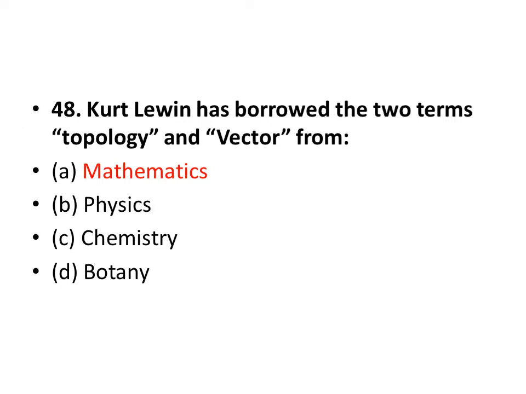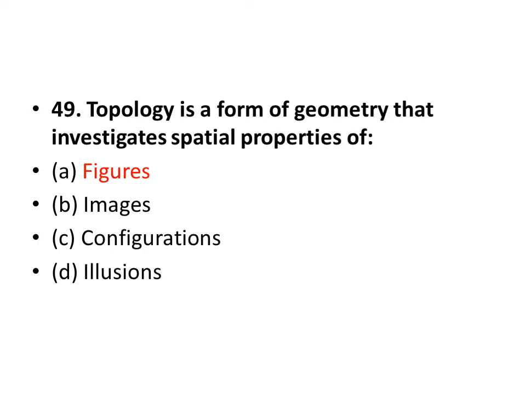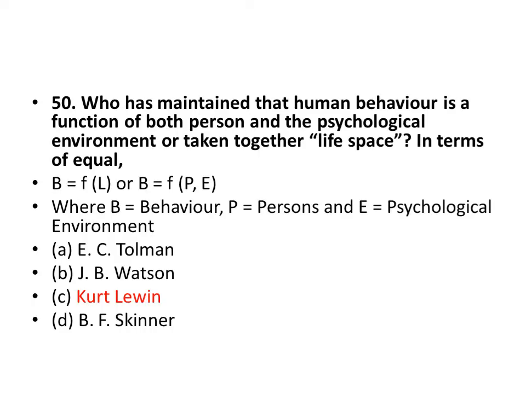Kurt Lewin borrowed the two terms topology and vector from mathematics. Topology is a form of geometry that investigates spatial properties of figures. Who mentioned that human behavior is a function of both the person and the psychological environment, taken together as life space, in terms of the equation B for behavior, P for person, C for psychological environment? So the answer will be Kurt Lewin.